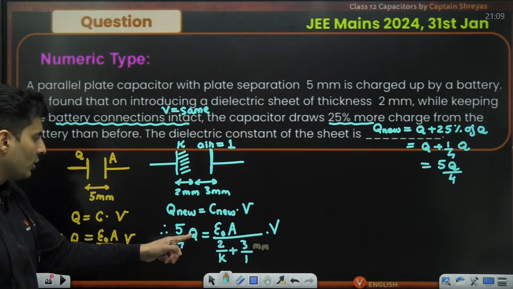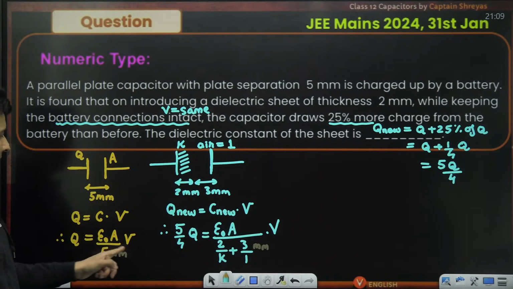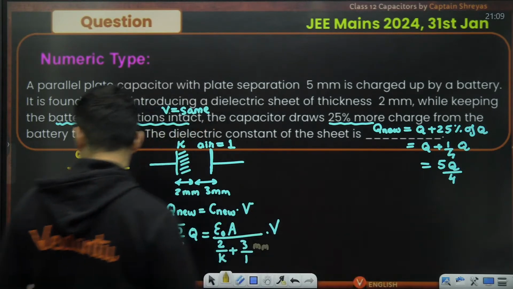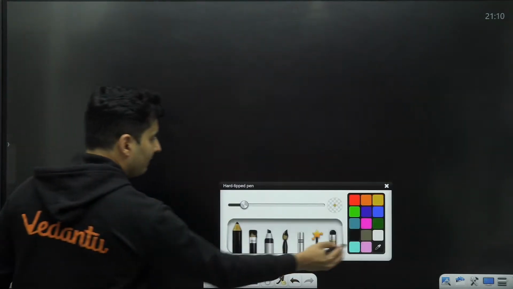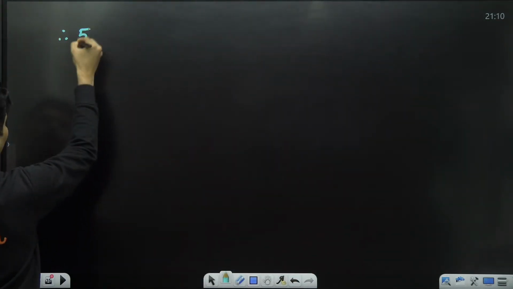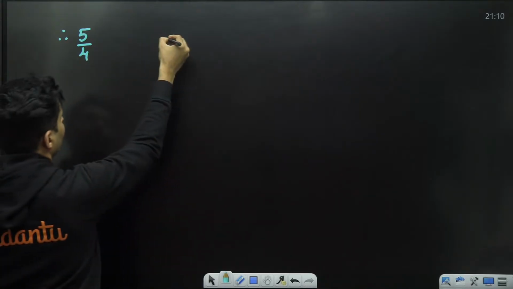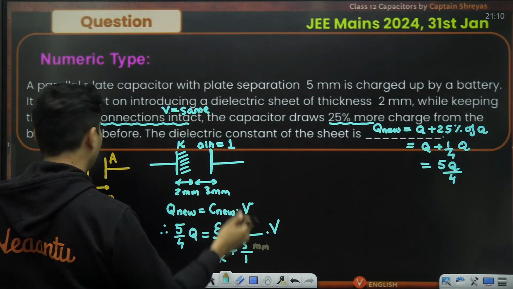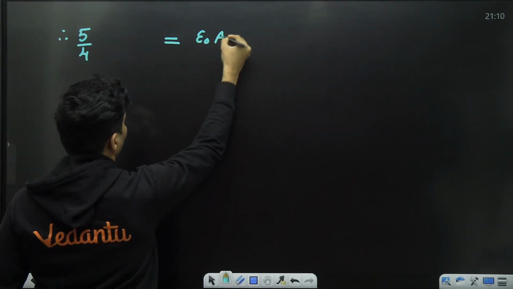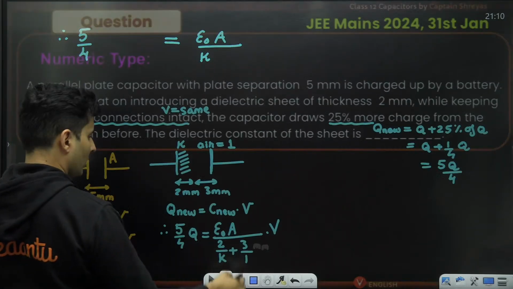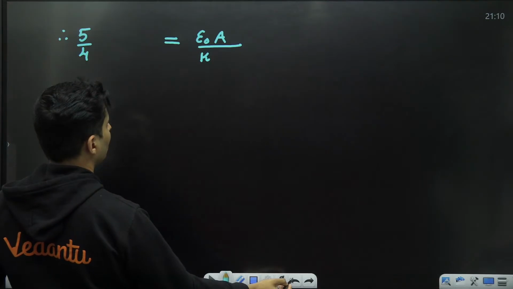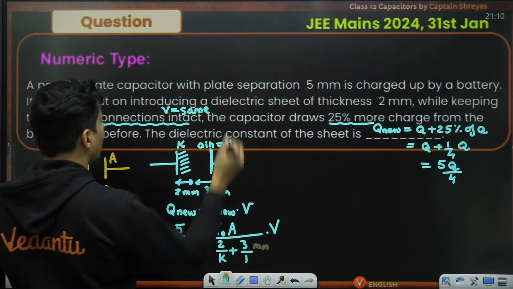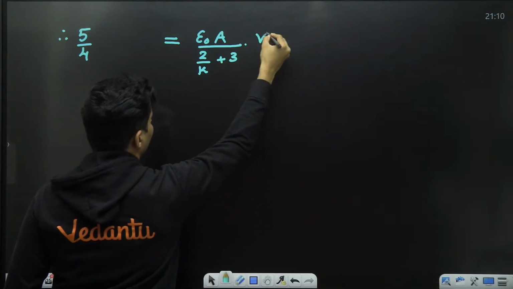Wait a minute, I can see Q over here. Q is epsilon naught AV by 5. So why not substitute it? So maybe I will take another slide for this. So we have over here 5 by 4 equal to epsilon naught A by 2 by K plus 3, and there we have V.